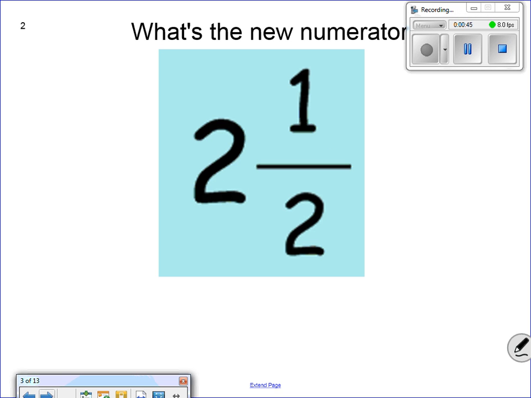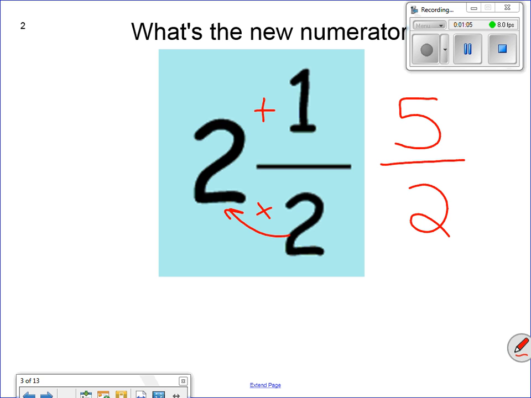Next problem here. We're going to change this mixed number into an improper fraction. So just like we've seen in the past, we're going to be multiplying these two, and then we're going to add. Multiply, then add. So it's 2 times 2 is 4, plus 1 gives me a 5 over 2. We're keeping that denominator. Now, if I do what I did on the previous slide with 3 over 3, take a look. How many 2's go into 5? Exactly 2. What's left over? 1/2. Do you see how it's what we started with?